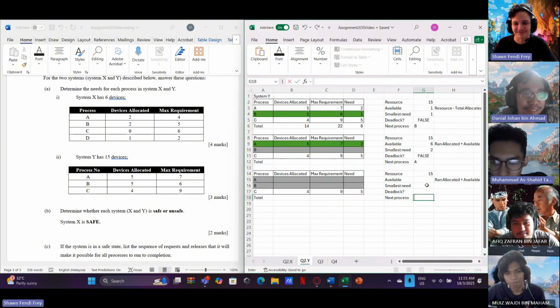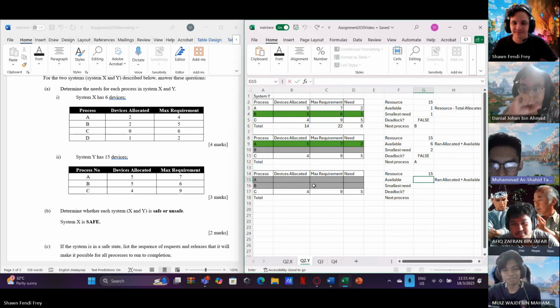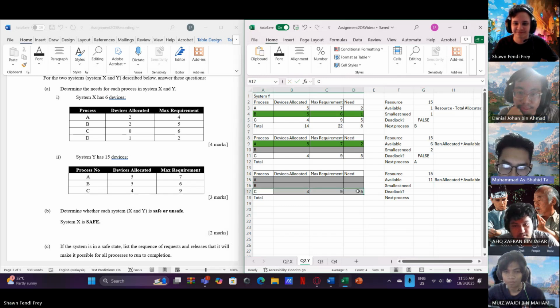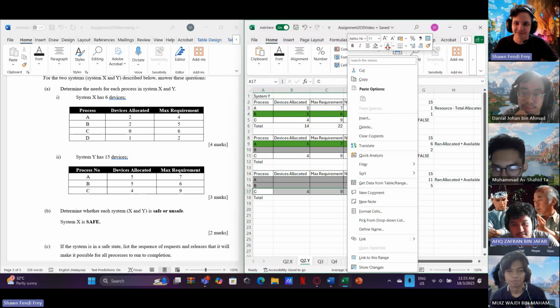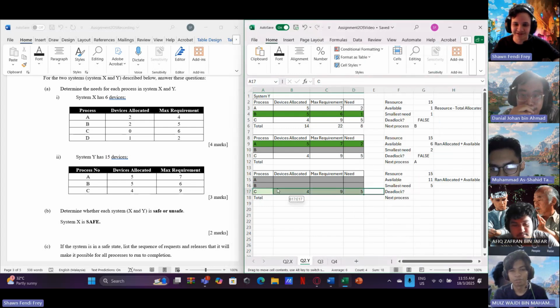Okay, so for the available, run allocated plus available, meaning 6 plus 5 is 11. The smallest need now is 5, that's the only need left. Does deadlock occur with our available? No, false.